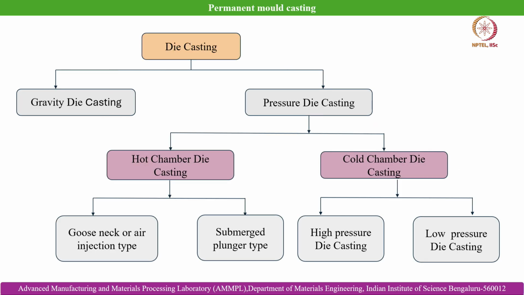Like I told you earlier, die casting can be classified further as gravity and pressure die casting. Pressure die casting can again be classified based on chamber temperature as hot and cold chamber die casting, wherein cold chamber die casting can be further subdivided as high pressure die casting and low pressure die casting, whereas hot chamber die casting can be classified based on the location of the plunger or the injection unit. So, it can be classified as submerged plunger type hot chamber die casting, and also as gooseneck or air injection type hot chamber die casting.